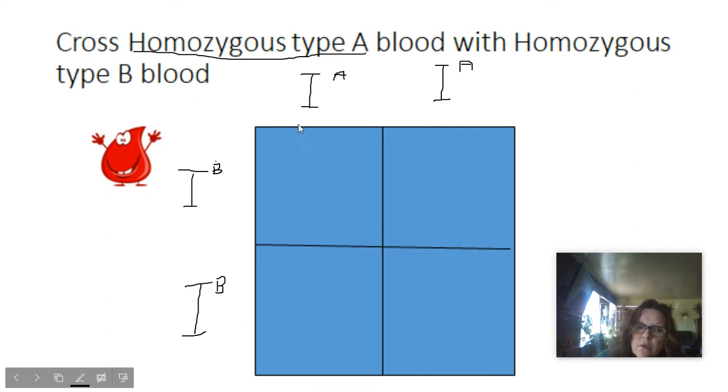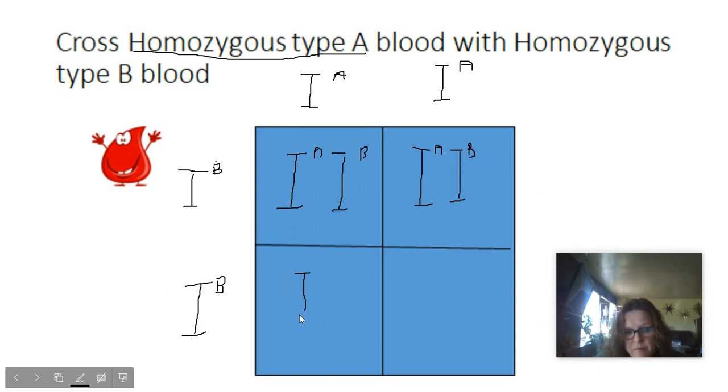Okay, so now you, or the offspring here, is going to get an A from this parent and a B from this parent, and is going to have type AB blood. And you can see that's going to be the same in each situation. There's no other blood type possible for these offspring. All of this couple's offspring is going to have type AB blood, 100%.